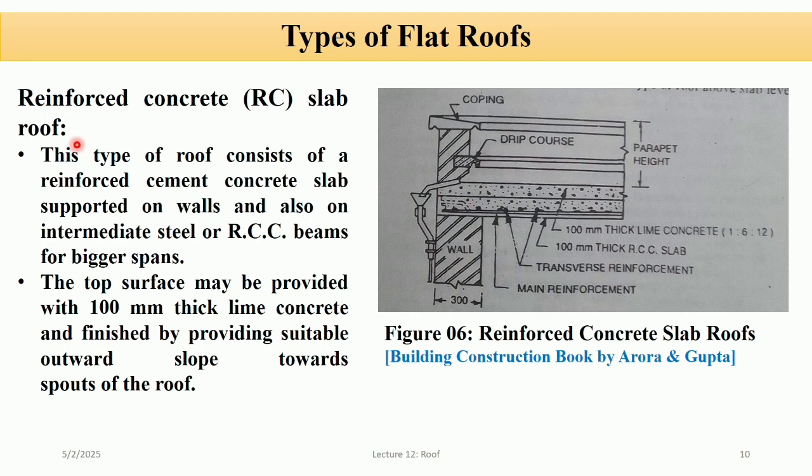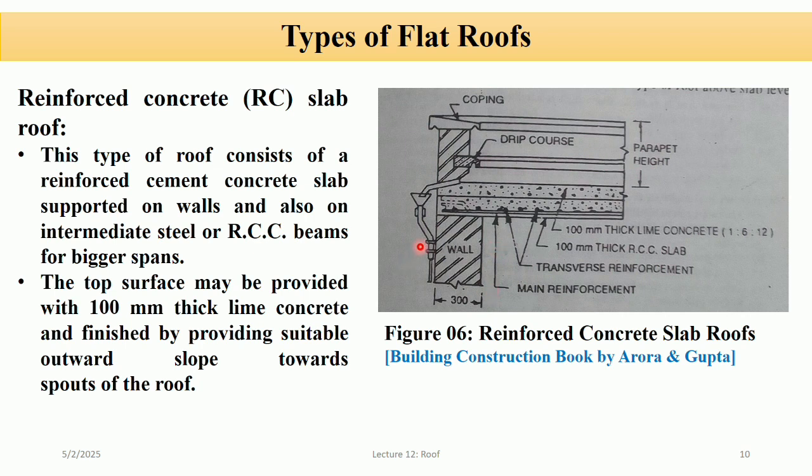Reinforced concrete slab roof. A reinforced concrete slab roof is a strong and durable flat roof made by pouring reinforced cement concrete over a formwork. It is commonly used in modern construction due to its high load bearing capacity and long life. This is the typical cross section of a reinforced concrete slab roof.